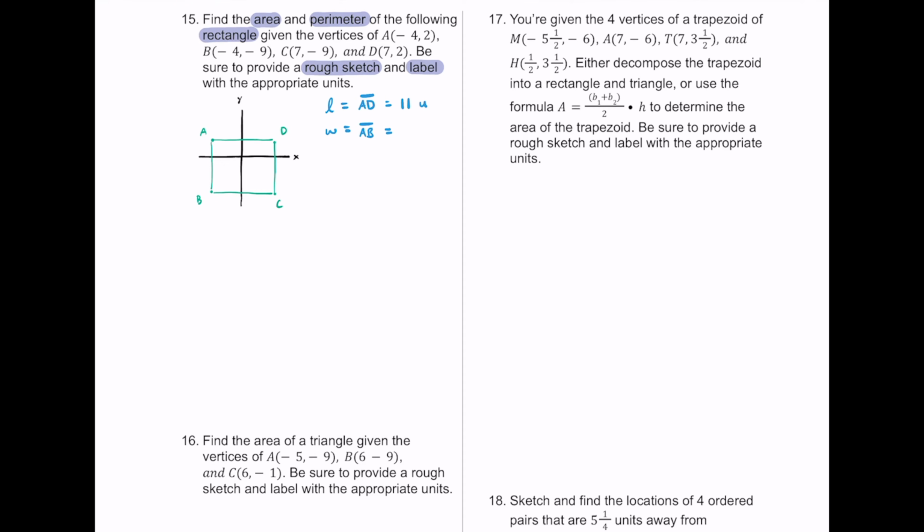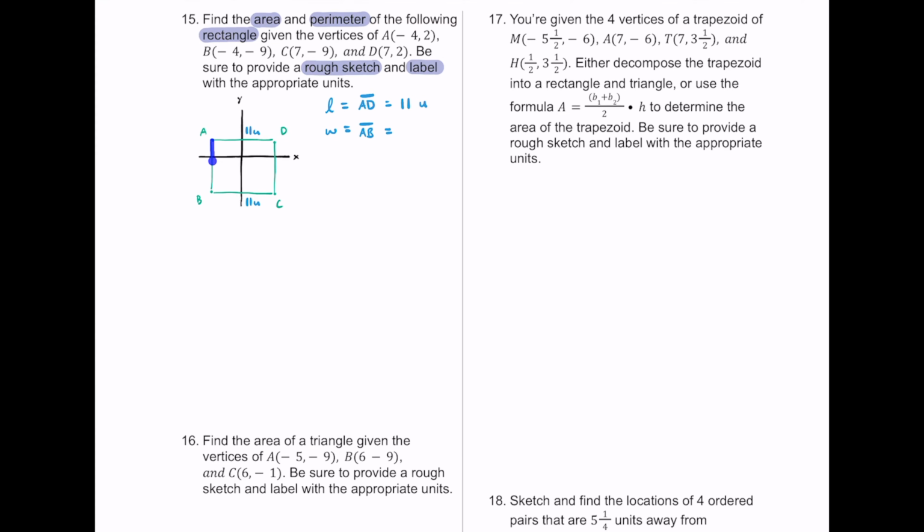And then let's see here. If that's going to be AD, which is 11 units right here, then we know BC should also be 11 units. So I'm going to go ahead and label that as 11 units and 11 units, just so that's super clear. And then let's go ahead and see if we can find AB.